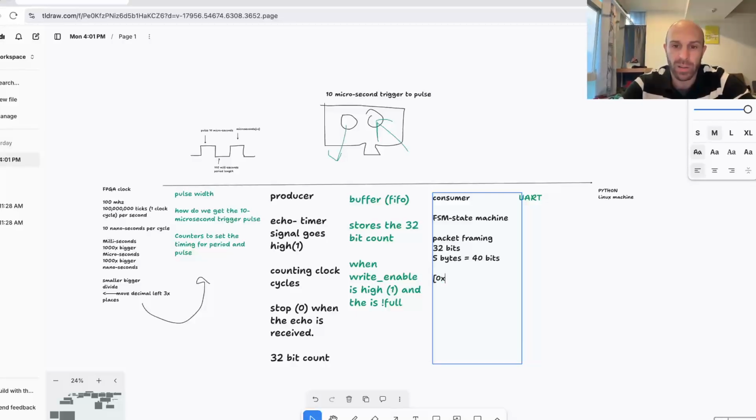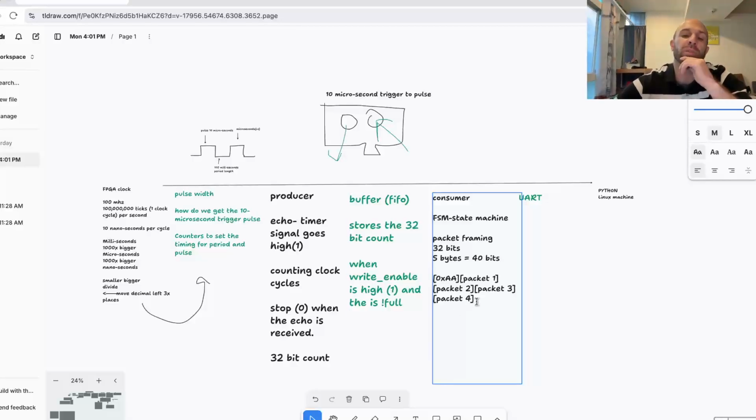So we need an identifier for packet 1, packet 2, and then 2, 3, 4. So there's packet 1, 2, 3, 4. There's our 5 packets.